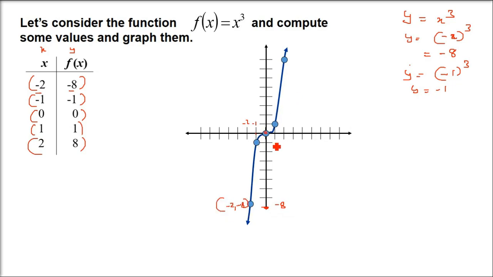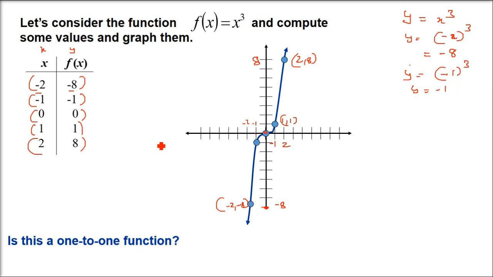This is negative 1, negative 1. This one is 0, 0, of course. This is plus 1, plus 1. And this is 2, and this is 8. x is 2, y is 8. So this is the function when we plot x cube.